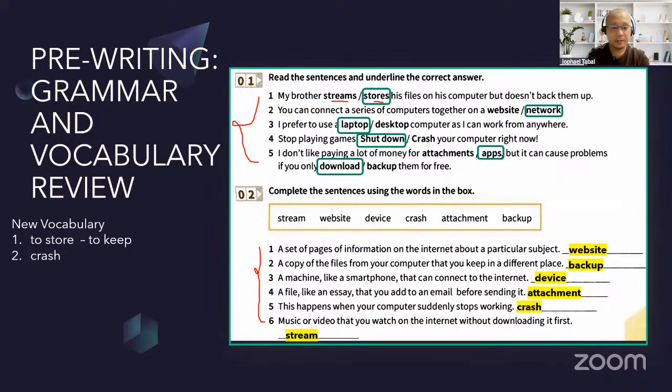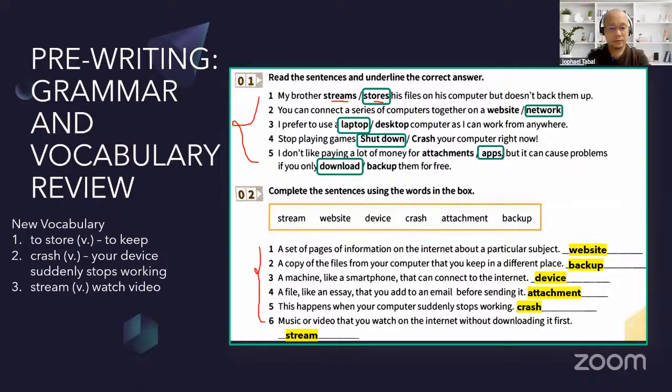This means your computer, your device, not only your computer, maybe your phone too, your mobile phone too. So your device suddenly stops working. Okay, that's crash. All right. And stream, this is also verb. All right, so this means to watch videos or music, okay, or listen to music on the internet.